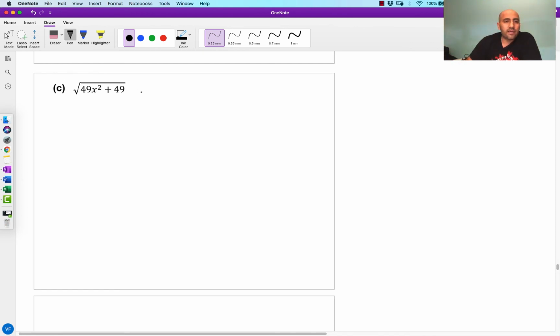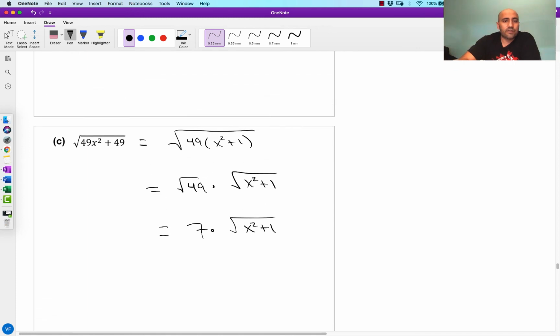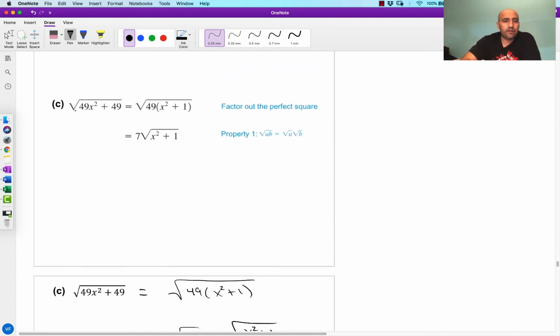Okay, so looking inside the radical, we can factor out that 49. So inside the radical, we can factor out a 49, giving me an x squared plus 1. And now we can separate this into the root of 49 times the root of x squared plus 1. The root of 49 is just equal to 7. So it's 7 times the square root of x squared plus 1. Again, that's as easy as it gets, as far as it goes, right? So that was this guy right here.